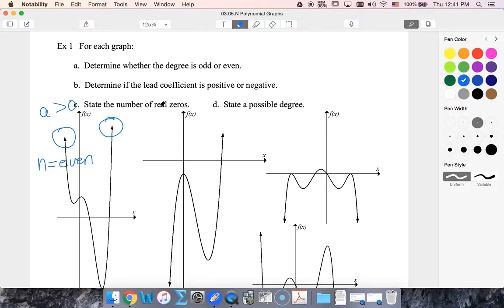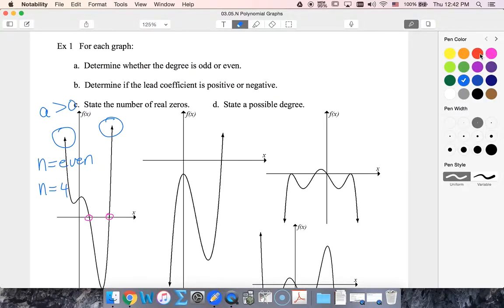My number of real zeros, I see 1, 2. A possible degree? Well, I know that this is more than x squared because it's not a parabola. So a possible degree could be n equals 4. Up here would be some imaginary roots.